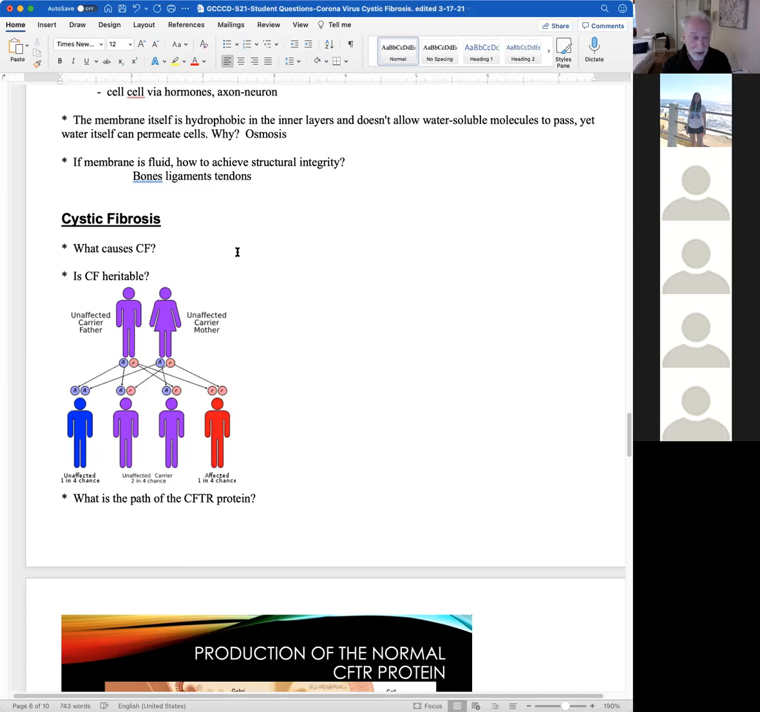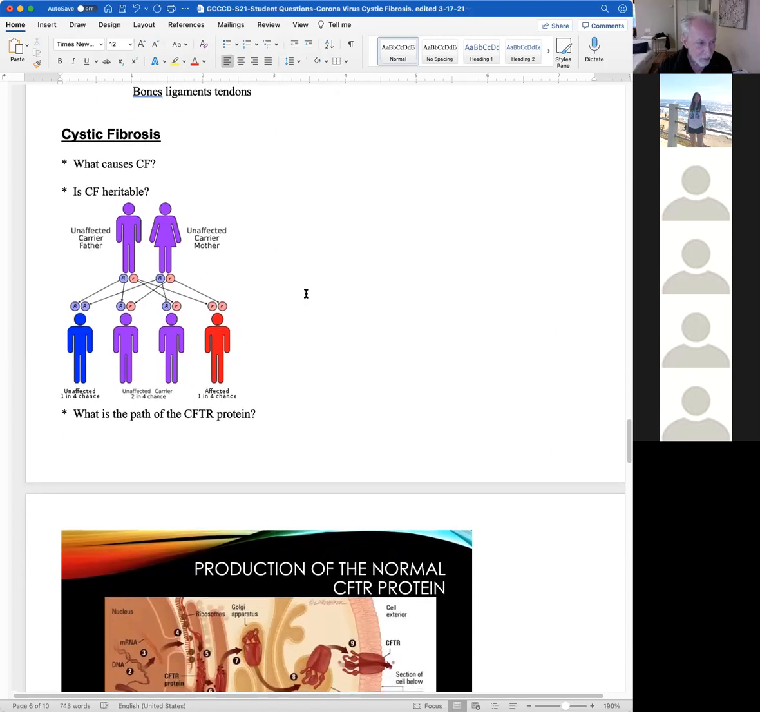So cystic fibrosis is not contagious. It does not spread around. It's not vectored by anything. It's just a mutation. And you mentioned heritability. There were a number of questions about how cystic fibrosis is inherited. I have a little diagram here to illustrate that.